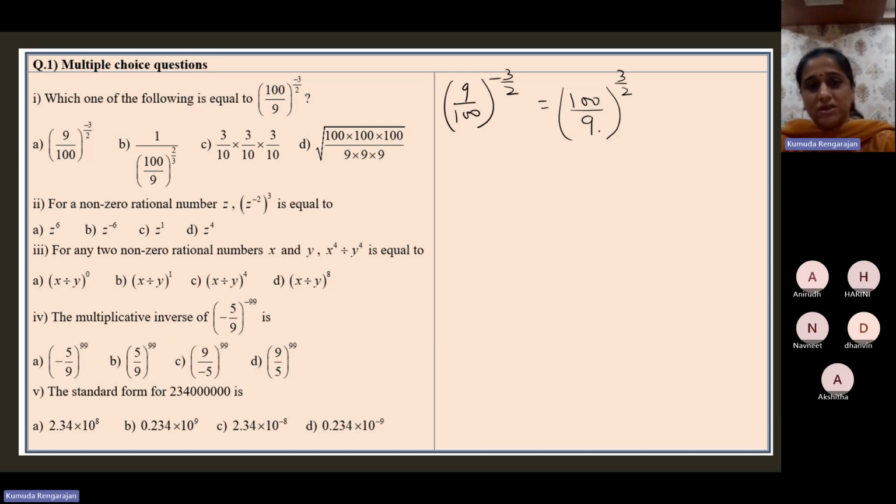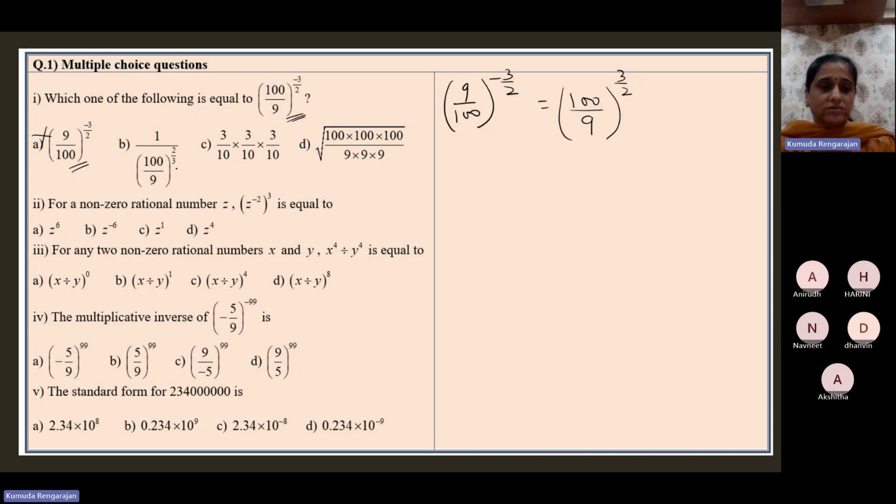Minus 3 by 2 becomes plus 3 by 2. So the first option is equal to 100 by 9 to the power plus 3 by 2, not minus 3 by 2. So the first one cannot be the correct option. You will have to find which of the options is equal to this. So if you work the first one, that's equal to 100 by 9, the whole power 3 by 2. So the first one is not the correct option.